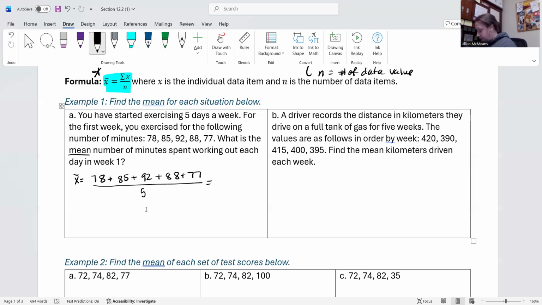So using your handheld calculator, let's figure out what the sum is. So 78 plus 85 plus 92 plus 88 plus 77. I get 420, divided by 5. And if we go ahead and do that division, we would get that X bar equals 84 minutes. So on average, you worked out 84 minutes a day.